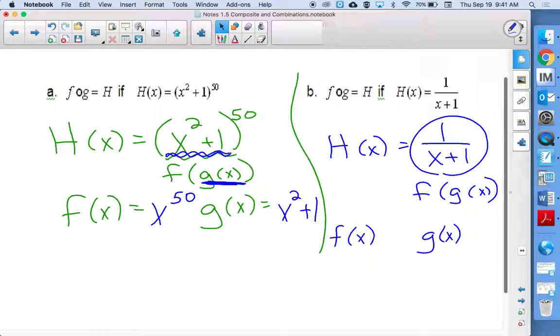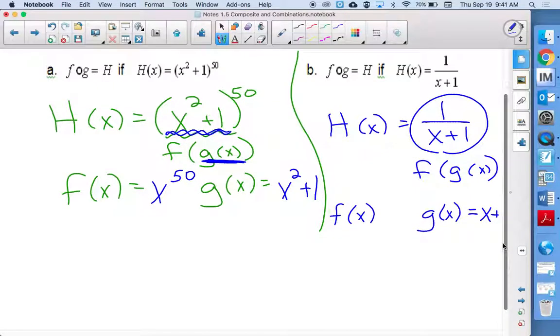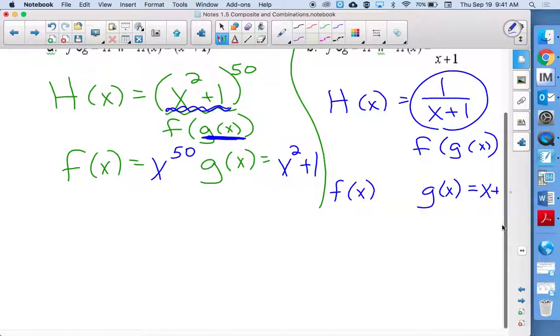Since g of x is in the parentheses, that's the equation that was substituted in. Lauren, what equation was substituted in? X plus 1. Yeah, x plus 1. If I take that equation out, I'll write it underneath here. What would your f of x function be, your outside function? Yeah, 1 over x. So if I take this bottom piece away, I'm left with 1 over something. Well, it has to be 1 over x.